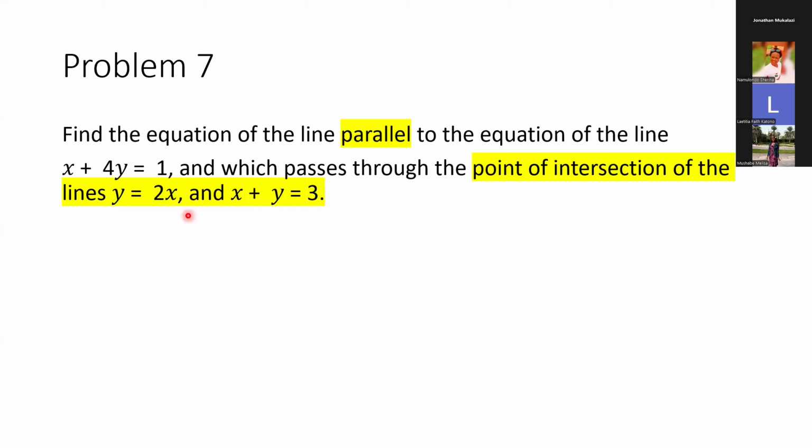Okay, so the question said, find the equation of the line parallel to the line x plus 4y is equal to 1, and which passes through the point of intersection of the lines y is equal to 2x, and x plus y is equal to 3. So we are going to start by finding this point of intersection between these two lines, such that we have a point through which the line we want to find passes.